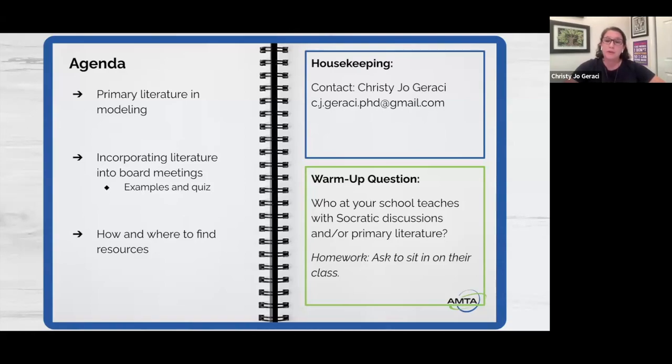And then if you can't think of someone off the top of your mind, go find the chair of your English department. And I'm sure they'll be able to tell you who is doing Socratic discussions and when, because there likely is someone.